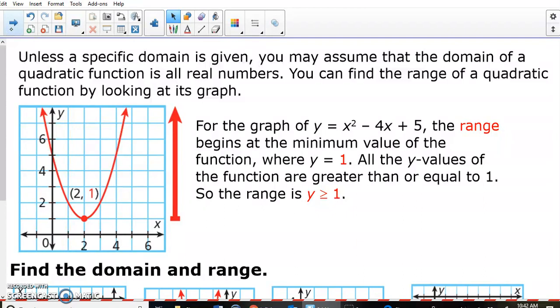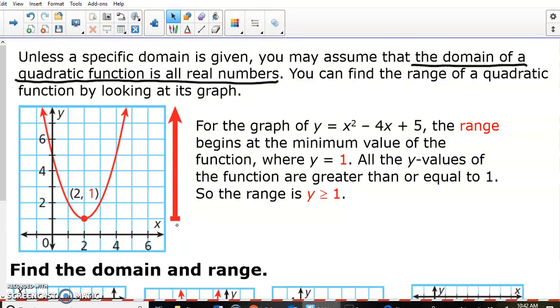Okay, and then the last part then is finding the domain and range when you're given a graph. Okay, so remember that domain is all of our x values and range is all of our y values that the function covers. So it says here, unless a specific domain is given, you can assume that the domain of a quadratic equation is all real numbers. So I want you to underline that so you remember it. All real numbers for your domain. That just means you can pick any x value, and at some point the parabola will hit there.